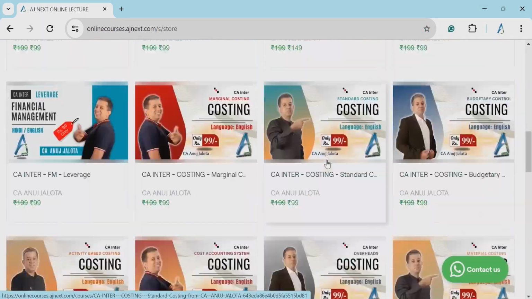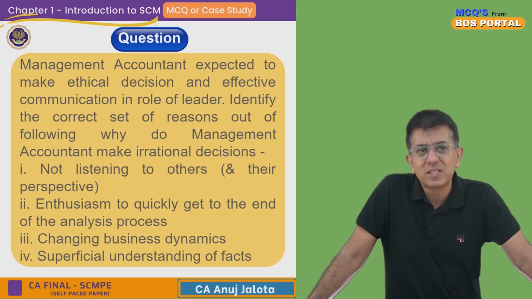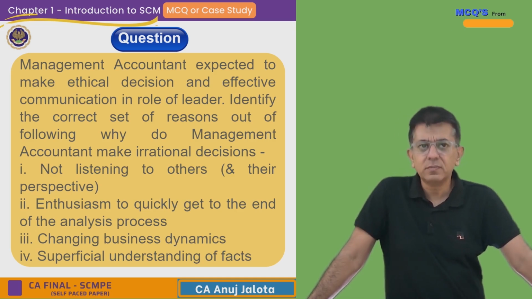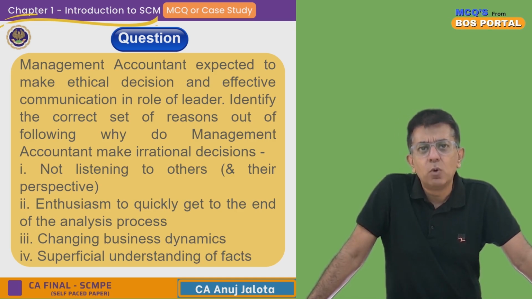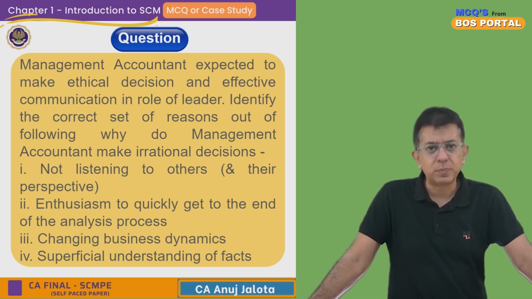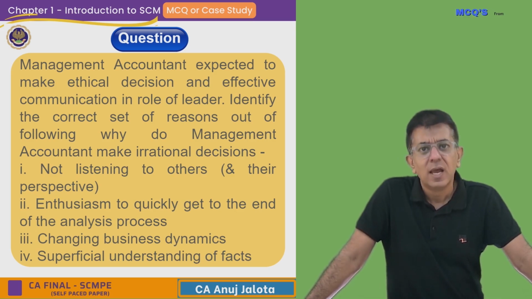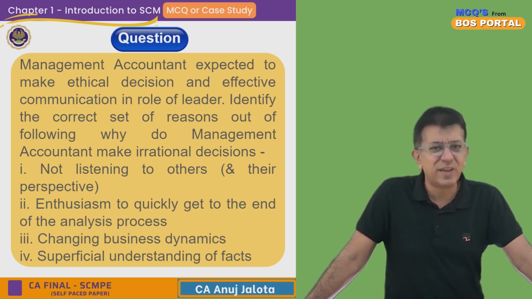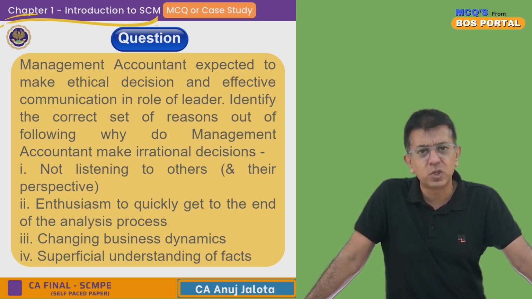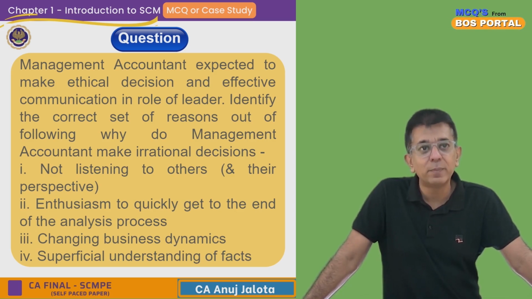Okay, let's start off with the question for today. Management accountant expected to make ethical decisions and effective communication in role of a leader. Identify the correct set of reasons out of the following why the management accountant might make irrational decisions. Now, management accountants are basically those people who are part of the management, but they also know their accounting data to some extent, might be the forecasted data to some extent. And these days role of management accountant is very high. These guys are part of the management and are responsible to be taking proper decisions. So the question is why they might make irrational decisions.